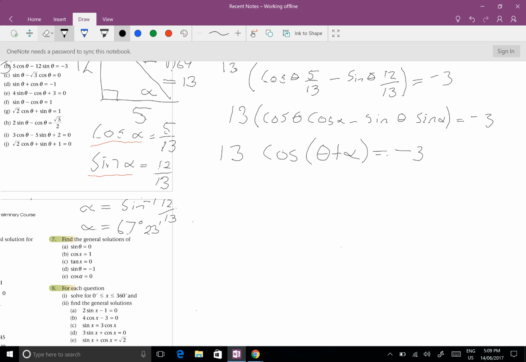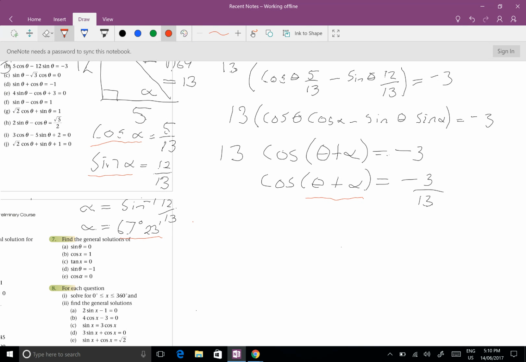Well, let's divide by that 13. Cos theta plus alpha equals -3 on 13. And now we can treat this as one angle, and then when we find it, subtract the alpha, because we know alpha over here, and we can find theta, which is what we wanted to do.